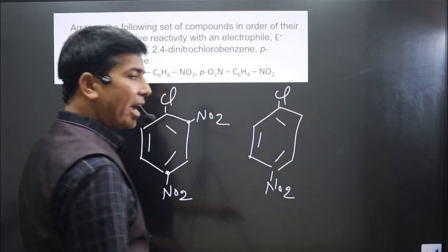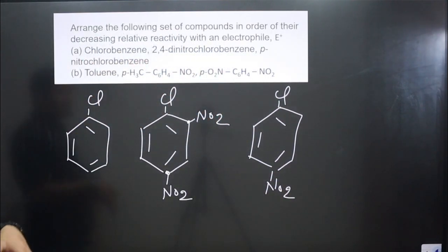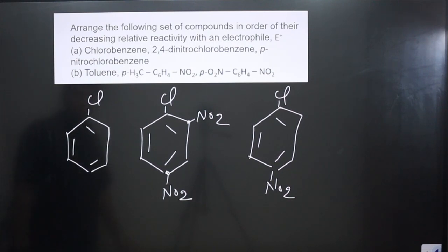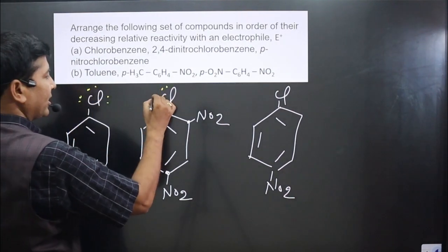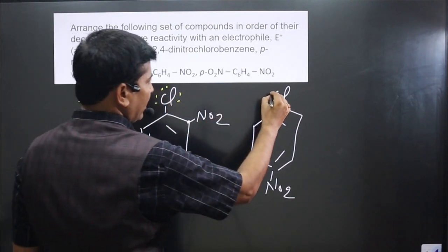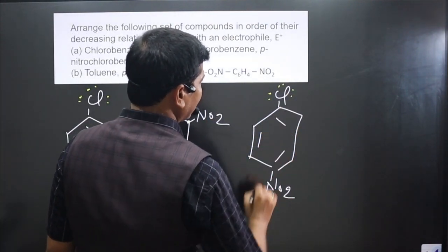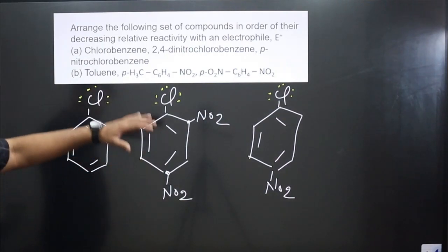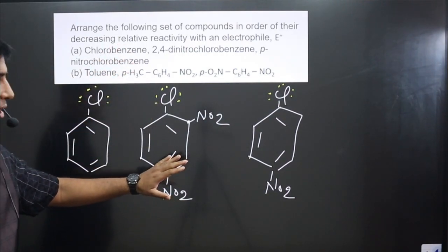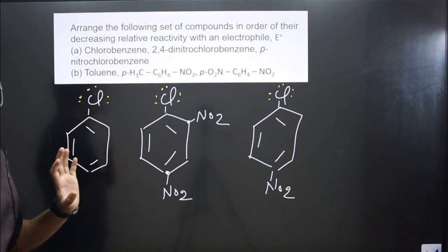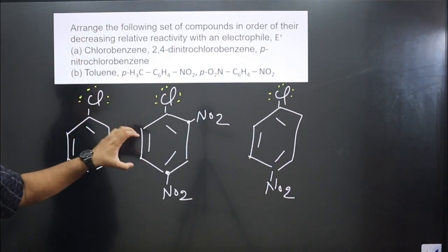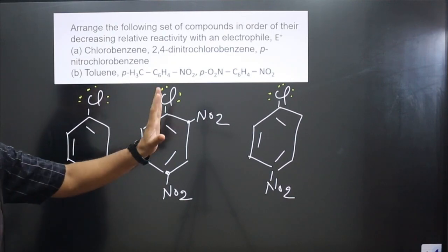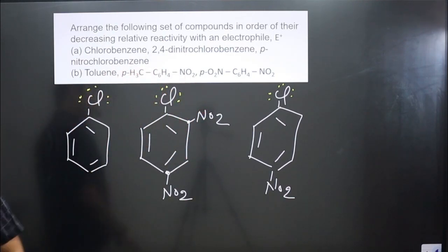So first of all we identify the type of group attached to the benzene ring. Keep in mind this Cl has lone pairs, so it can supply electron density. We can say it is acting as a plus M group, donating electron density to the benzene ring. Hence its tendency to donate electron density is very high. Hence the ring becomes further electron rich, and it can easily react with the electrophile.